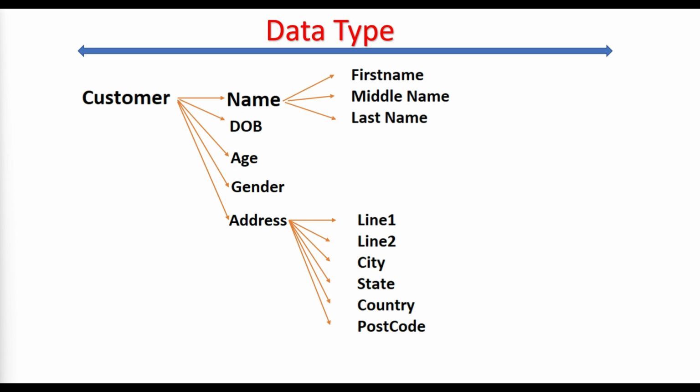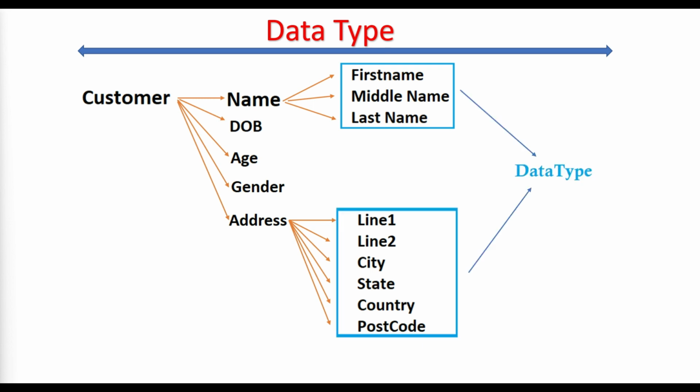However, date of birth, age, and gender are called single type. It can be an integer, it can be a string, or it can be a date, or another type of object, right? So double and all. But the difference between name, address, and date of birth, age, gender is that name and address are an object. Now this object is linked to a group of related properties, whatever first name, middle name, last name, and line 1 to postcode. They are called data type.